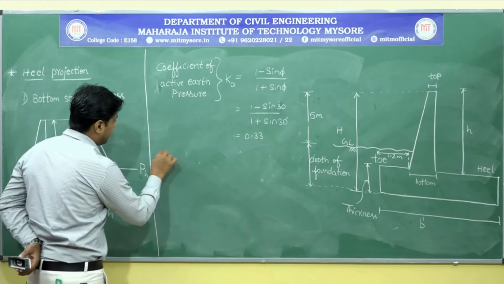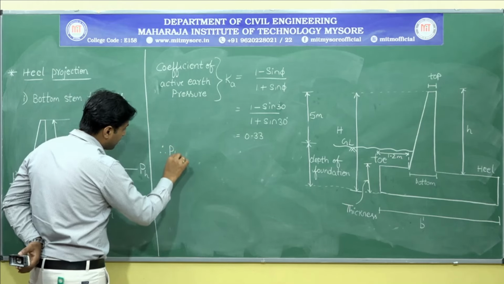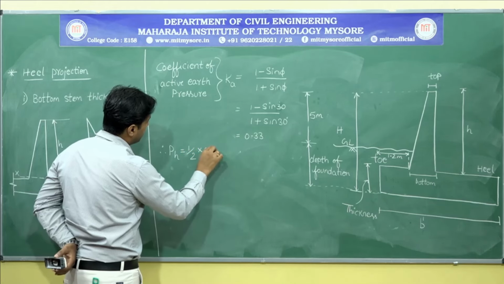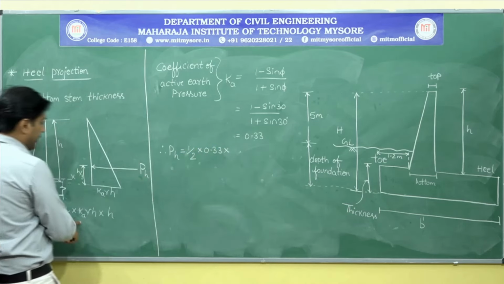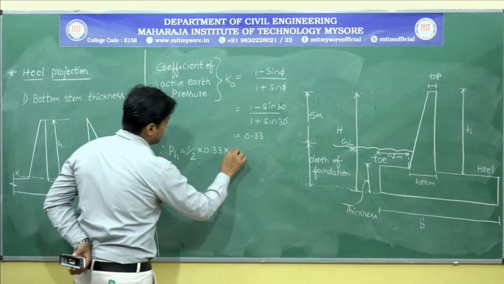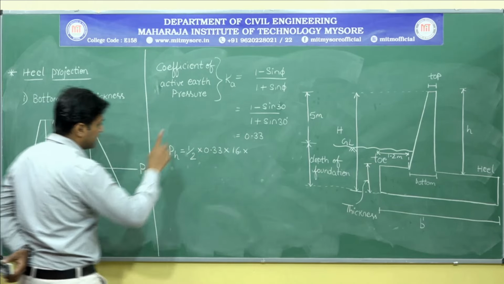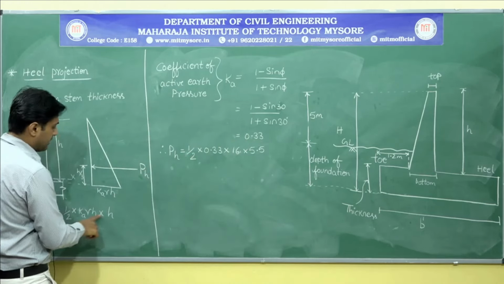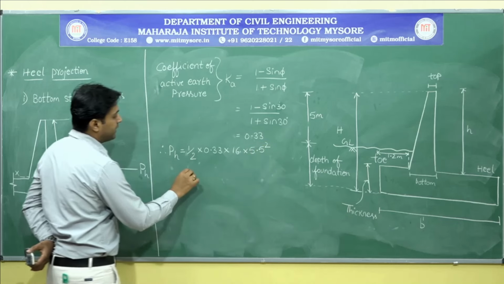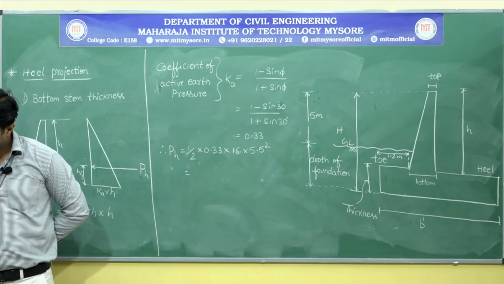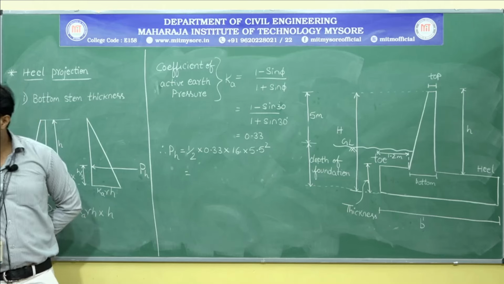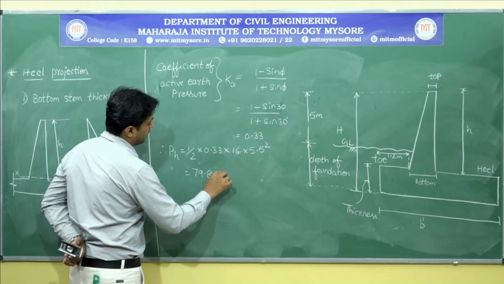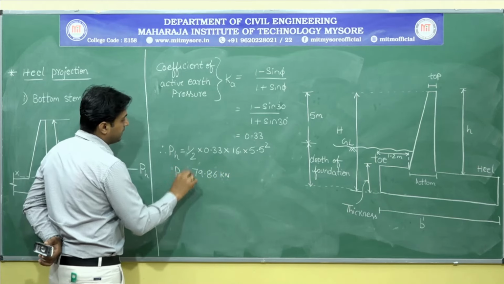pH I can easily calculate. Sir, why are you doing all these things? I will be explaining it. pH is equal to half into Ka, which is 0.33, into gamma, that is the density, into h, the height of the stem, which is 5.5 meter. There is one more h, so it will be h squared. I will be taking the value directly. So the value of pH is 79.86 kilonewton. So I got the pH value.